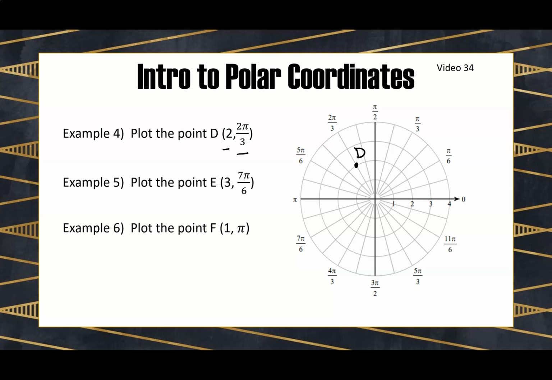Next one is 3, 7 pi over 6. So that would be here. And F is 1, pi. So we're going to be out towards pi, but I'm going to choose 1 radius away from that center, or 1 unit away, and that's my F.